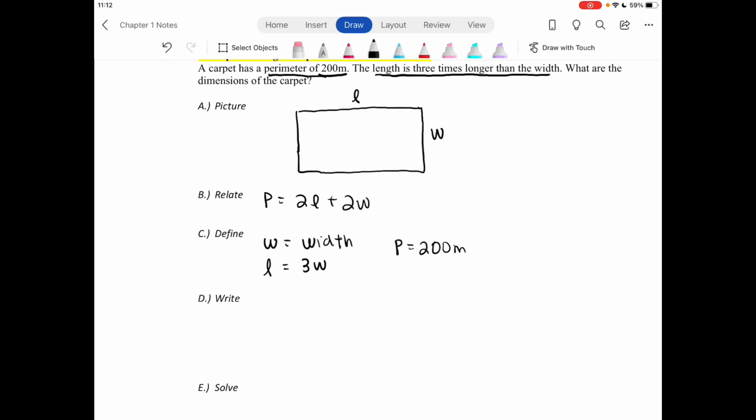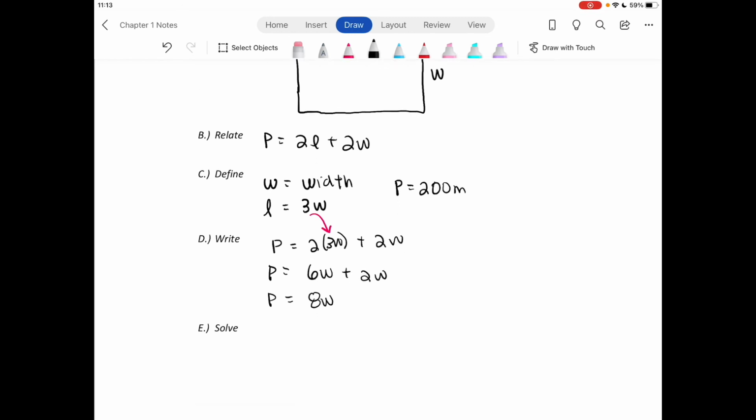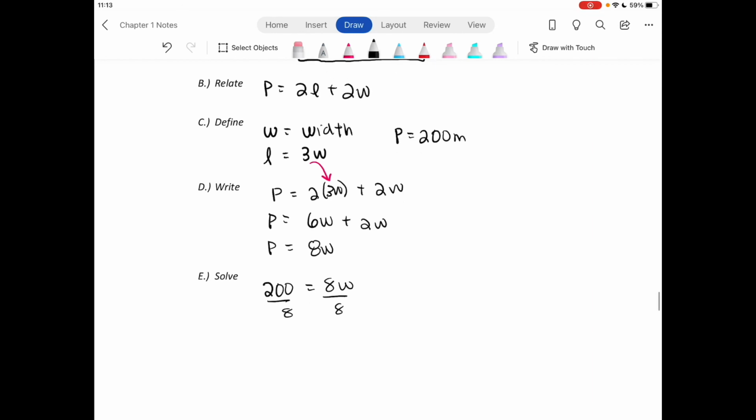Now we can put this together to write an equation. We're going to say that our perimeter is equal to 2 times the length, but remember, our length is going to be the same thing as 3w, plus 2 times our width. Well, that means our perimeter is equal to 6w plus 2w, so the perimeter is equal to 8w. Now we can solve this. We're going to plug in that 200 for p, and so we have 200 equals 8w. Divide both sides by 8, and our width is going to be equal to 25 meters.